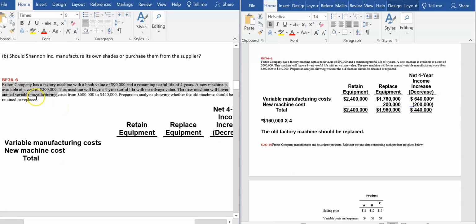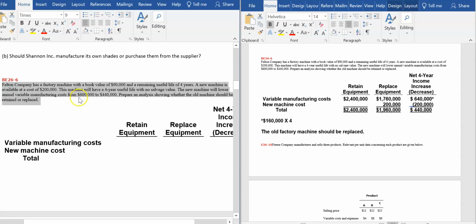Let's apply this concept of relevancy to another problem, another managerial decision situation. Here, Felton has a factory machine with a book value of $90,000, a remaining useful life of 4 years. A new machine is available at a cost of $200,000. This new machine will have a 4-year useful life, no salvage value. The new machine will lower annual variable manufacturing costs from $600,000 to $440,000. We are going to prepare an analysis showing whether the old machine should be retained or replaced.